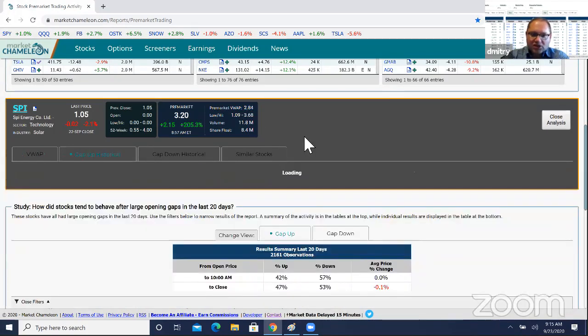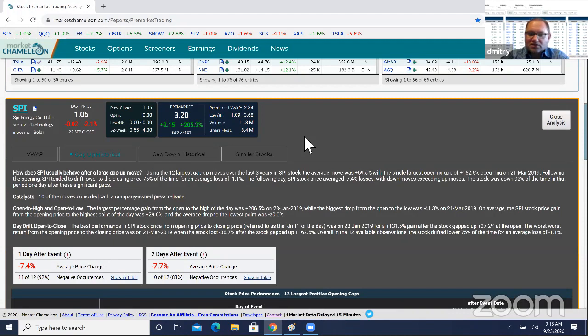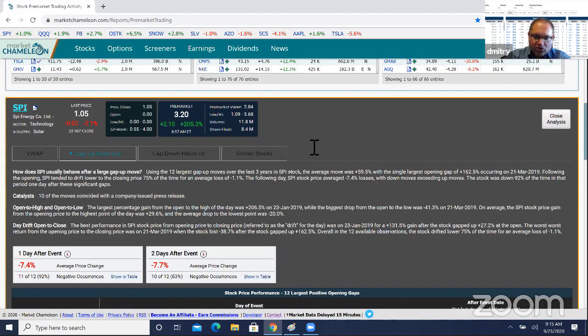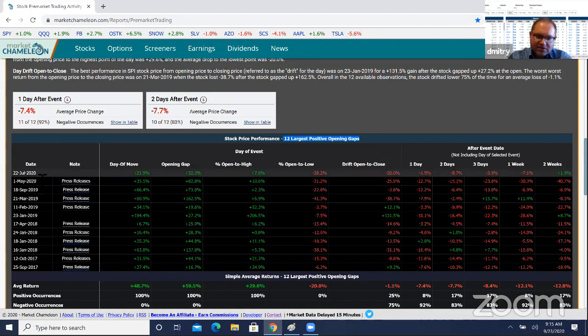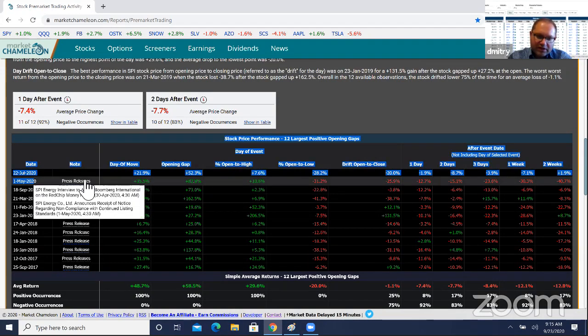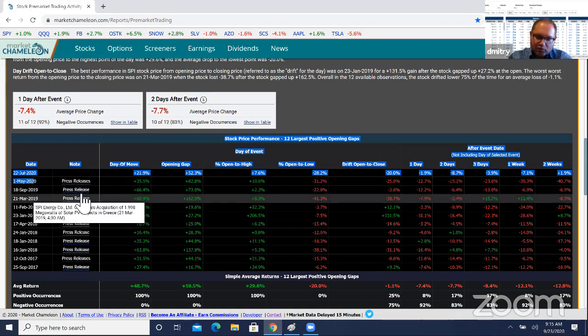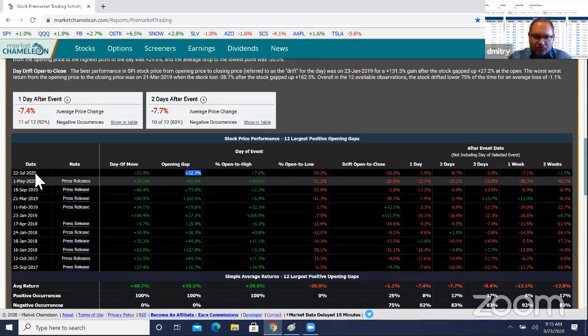So let's just take a look at its gap-up history and what it tended to do after gapping up in the morning. This is looking at the last 3 years, the 12 largest gap moves to the upside. We see here the dates of the moves. If there are any press releases, we put a note here. You could hover over it. These are the gap moves for these dates.